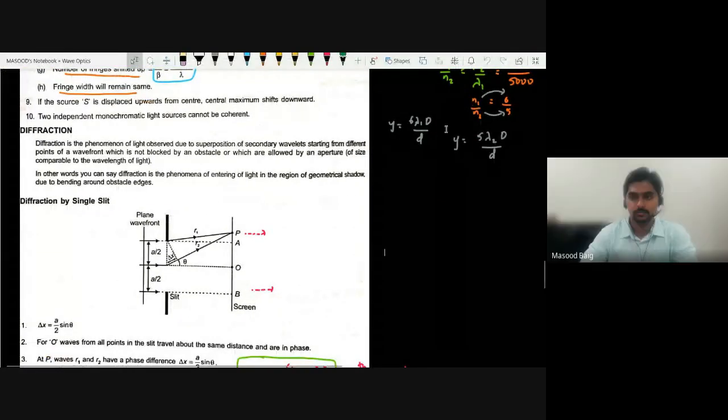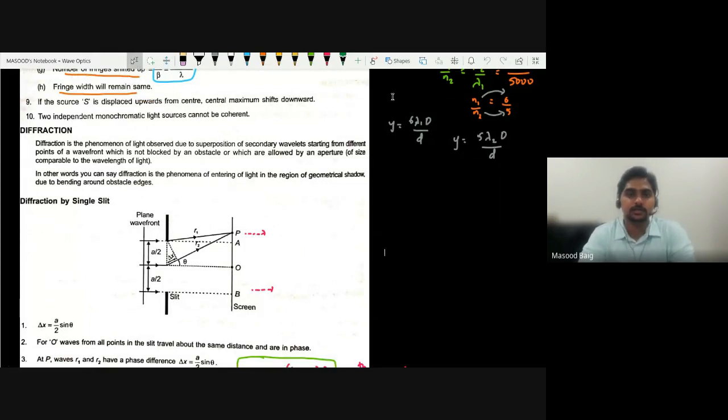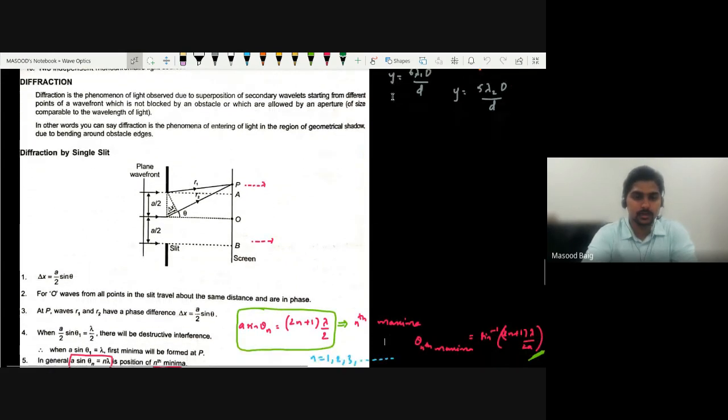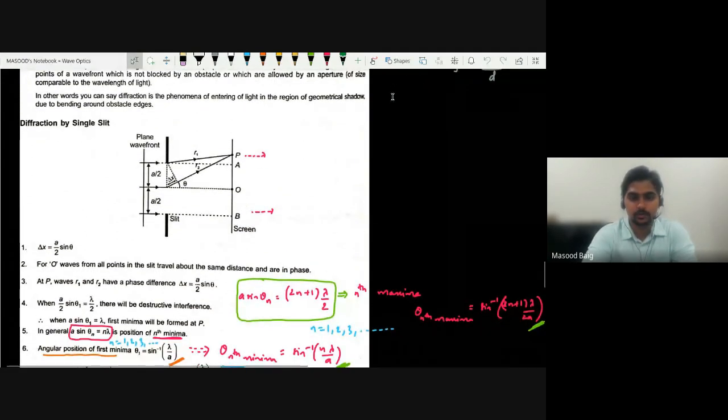Right. So we have discussed Young's double slit experiment. We have discussed interference. We have discussed diffraction as well. Let us try to see the left out thing, which is polarization. We'll quickly complete this. We'll discuss the questions also, and I will share the test paper with you.